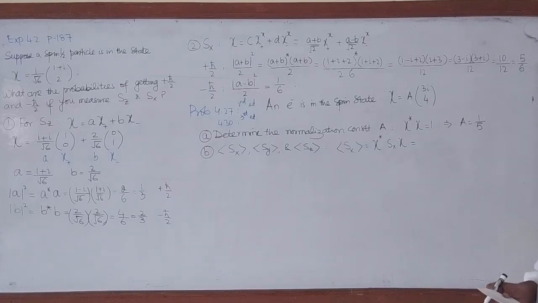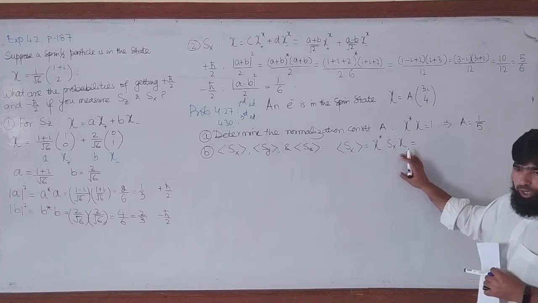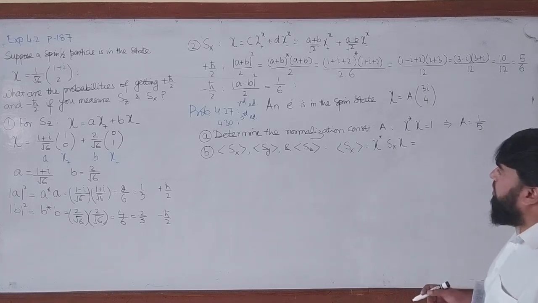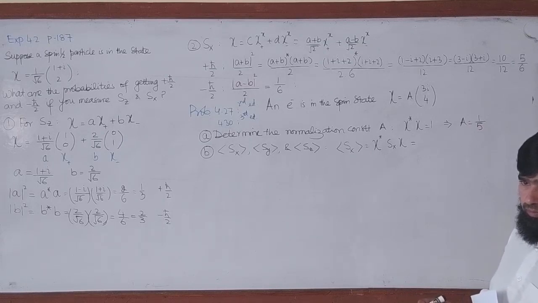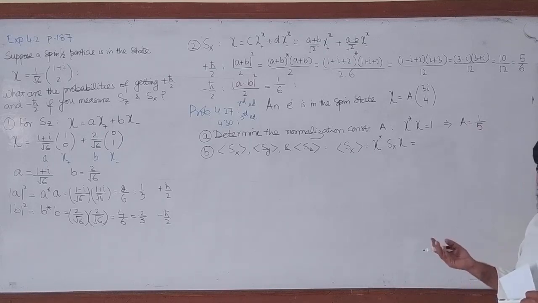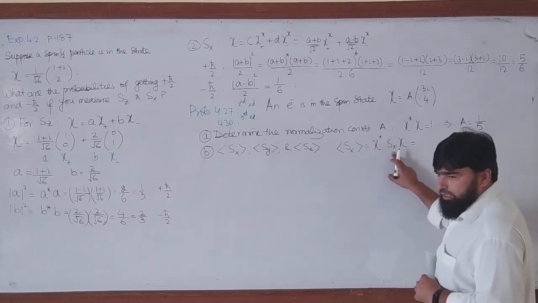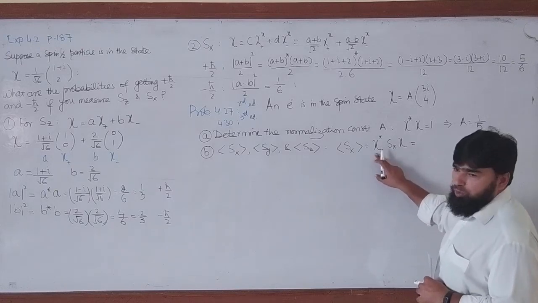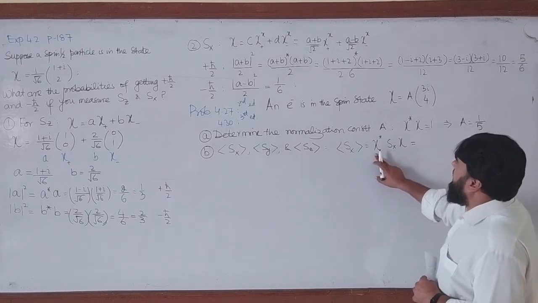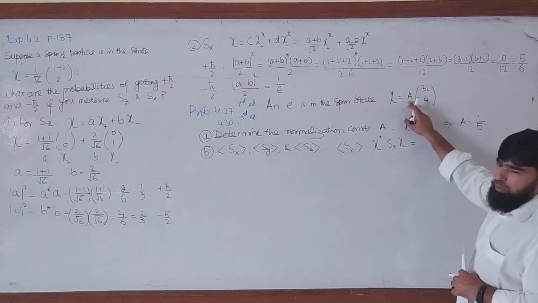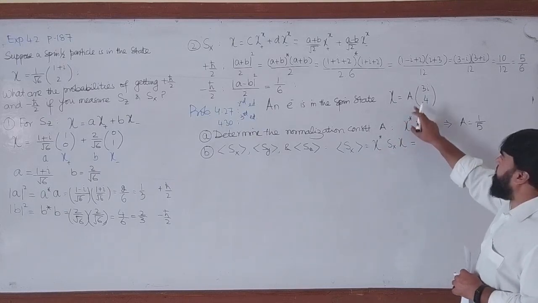This will be a calculation to do. And you know the value of Sx. Sx is half h bar times the matrix 0 1, 1 0, right? So put the value of Sx. Put this value, chi conjugate. Chi conjugate will become A conjugate, so it is 1 by 5, so it will remain 1 by 5.